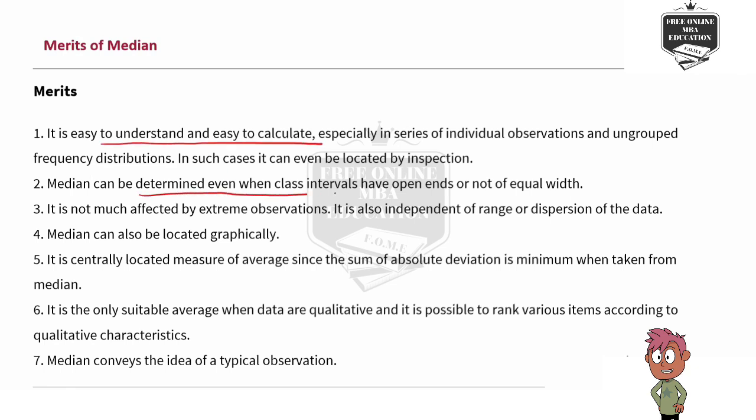It can be determined even when the class intervals have open ends or are not of equal width, but you cannot calculate the mean in that case. It is not much affected by the extreme observations, that means outliers, whereas the demerit of mean was it is affected by outliers. Median can be located graphically. It is a centrally located measure of the average, since the sum of the absolute deviation is minimum. It is also a suitable average when data is qualitative, and you can just mark the ranks. It conveys the idea of a typical observation.